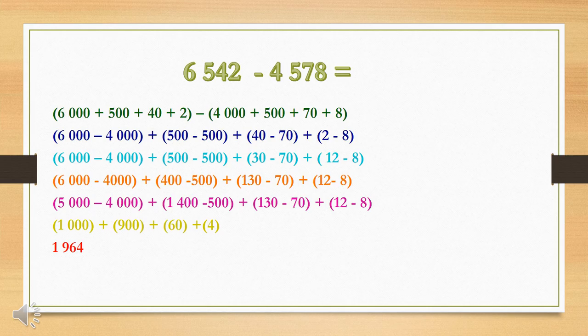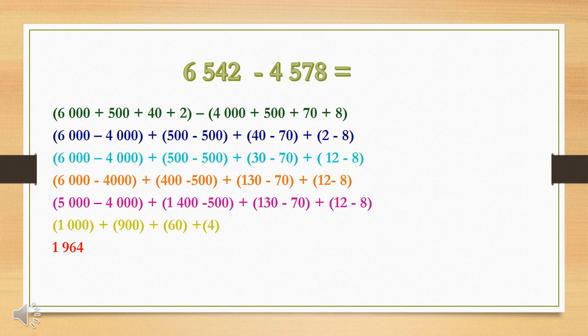Let's do it together. On my first line, boys and girls, I decompose the numbers and I have 6,000 plus 500 plus 40 plus 2 minus 4,000 plus 500 plus 70 plus 8. On my second line, boys and girls, I grouped my thousands, hundreds, tens, and units. So I have 6,000 minus 4,000 plus 500 minus 500 plus 40 minus 70 plus 2 minus 8.